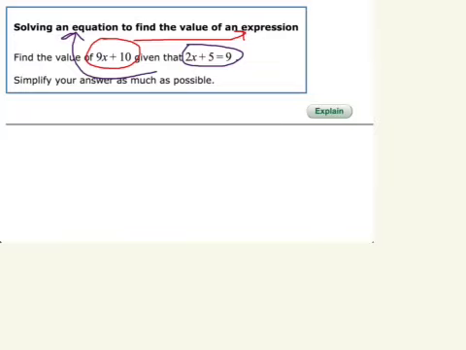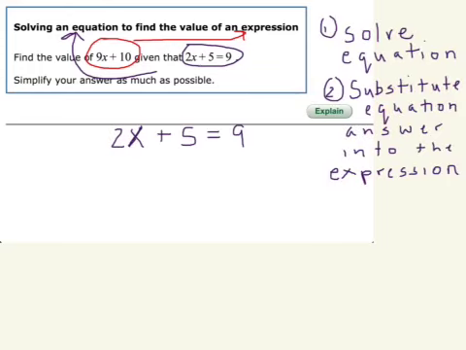Okay, so here's our final example. Find the value of 9x plus 10 given that 2x plus 5 is equal to 9. The 9x plus 10 is the expression, and the 2x plus 5 is equal to 9. That is the equation. Alright, so here's the sequence. First step, you're going to solve the equation, and then you're going to substitute the equation's answer into the expression. Alright, so if you'd like, you can hit the pause button and start this, and then see how you did, or simply let this play and follow along.